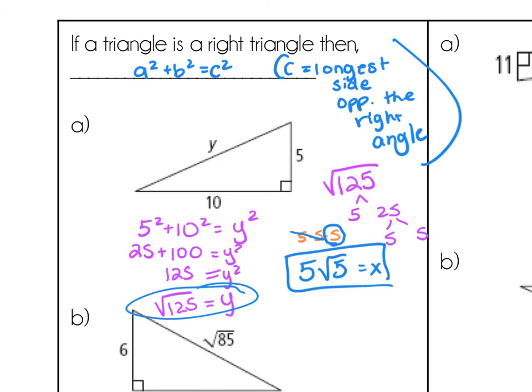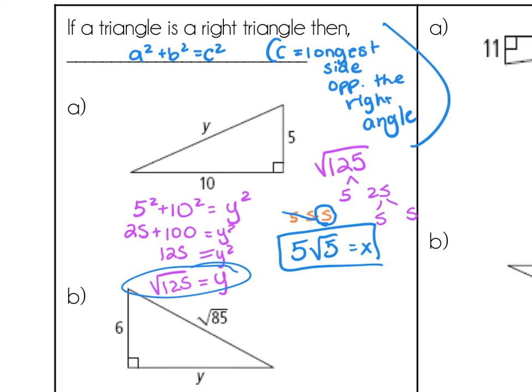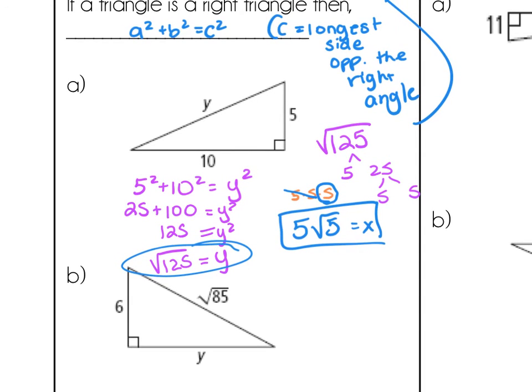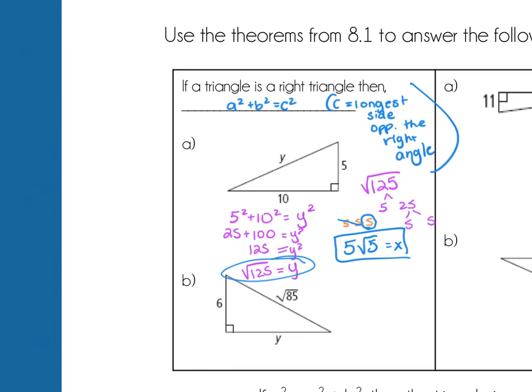Do you put 5 root 5, or do you put 5 square root 5 equals x? You could just put 5 root 5. Yeah. Why'd you put x instead of y? Oh, I just wrote the wrong variable. It should be y.